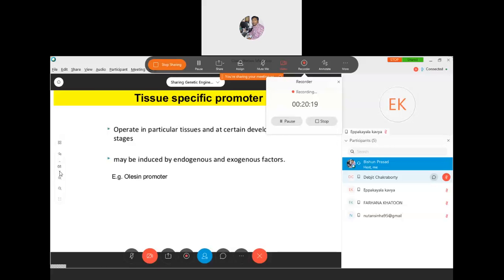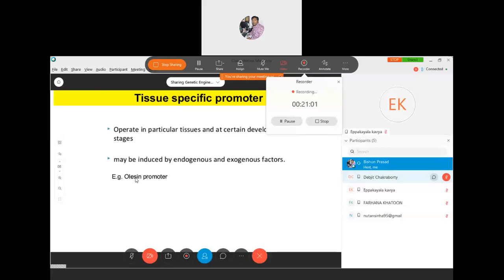Then another very important promoter is the tissue specific promoter. Suppose you are working with oil related genes and you want to produce more oil in some oilseed crops, say for example soybean or linseed. Then use the tissue specific promoter. You want oils to deposit in the seed. You don't want to produce oil related genes in the flowering stage or at the early seedling stage. So here you want to express your gene in a particular tissue.